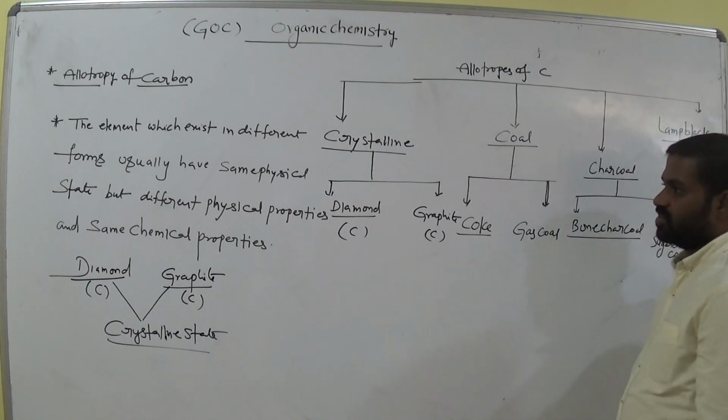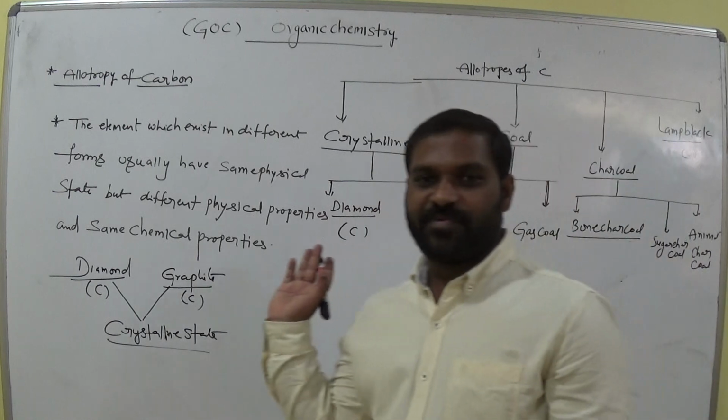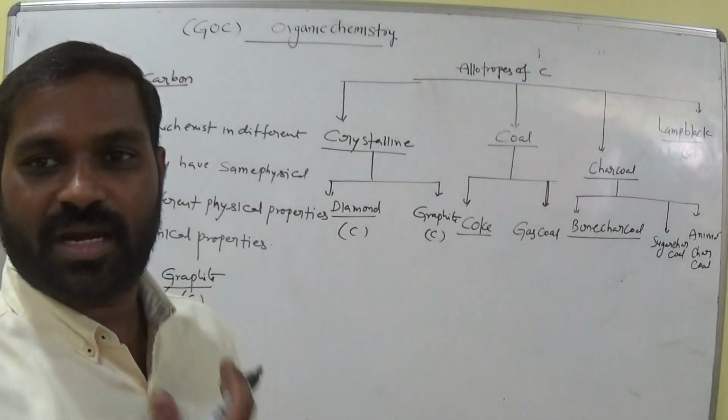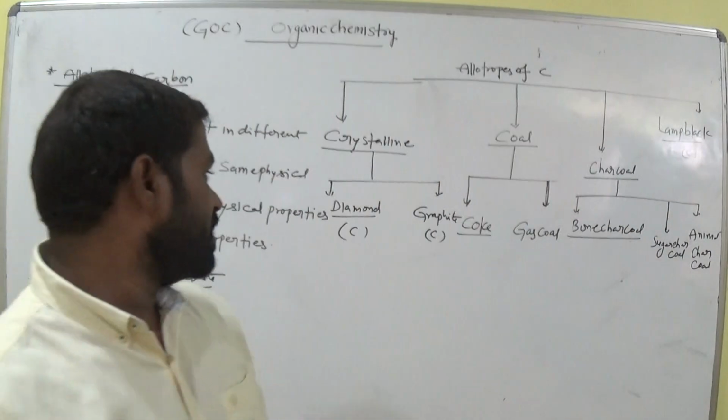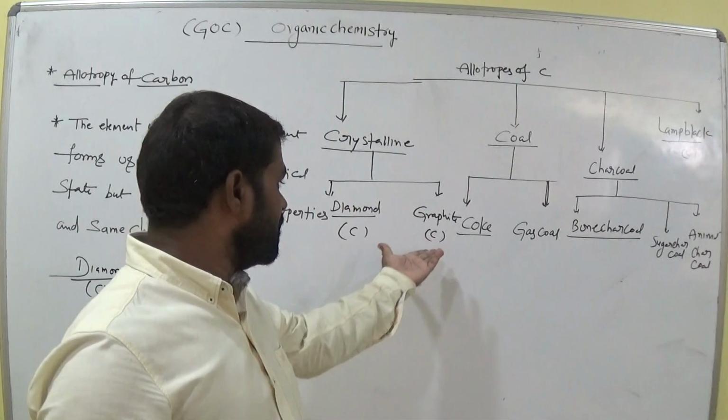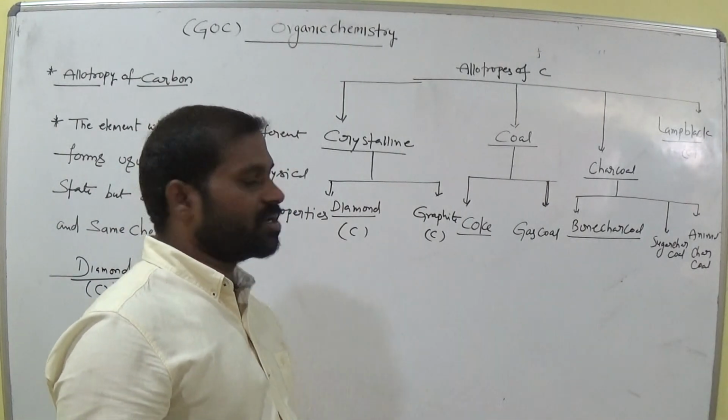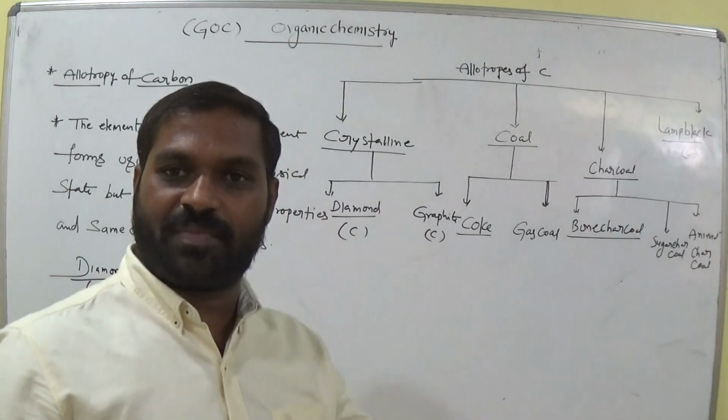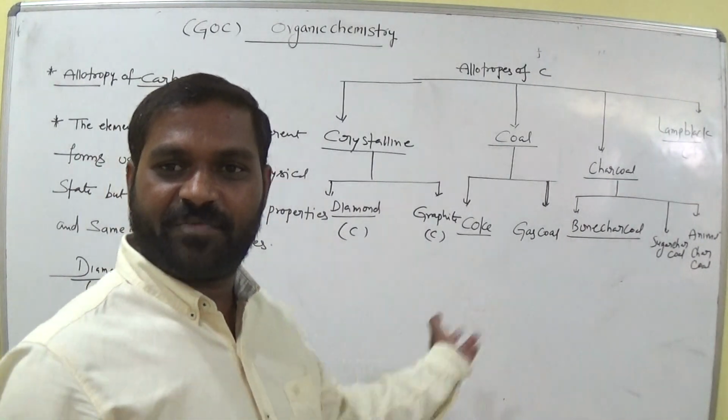Animal charcoals. So carbon exists in different forms. These are all the sources for carbons. In diamond we have carbon and graphite. These are all different allotropes. Same element, all are having carbon only. Same element in different forms.